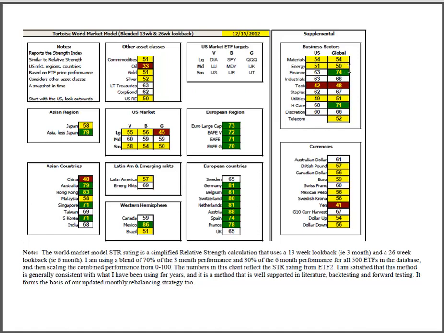You can see that global finance and global healthcare are dominating the U.S. in just about every case except for energy. The global business sector is dominating the U.S. business sector on a relative basis.